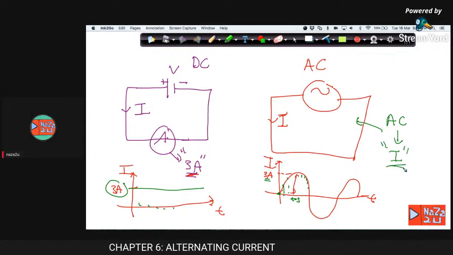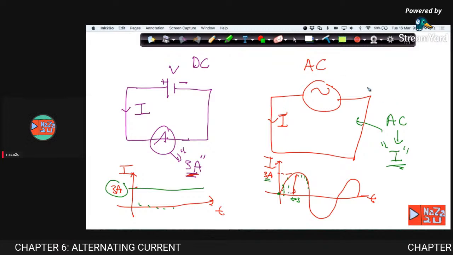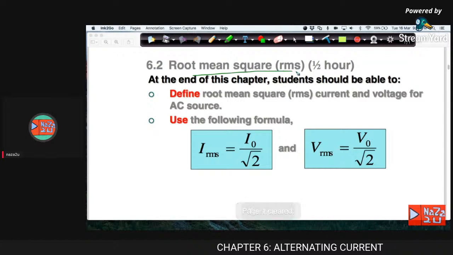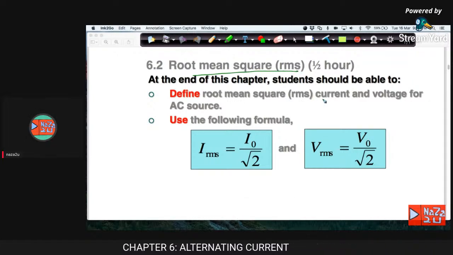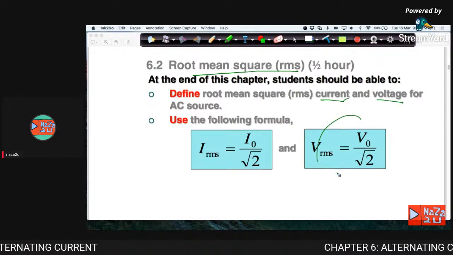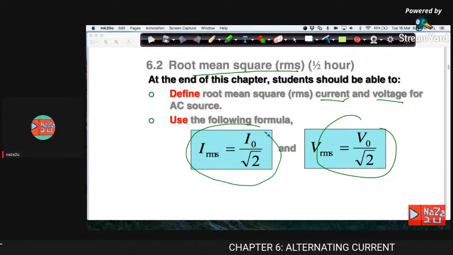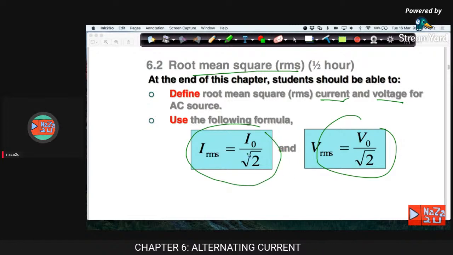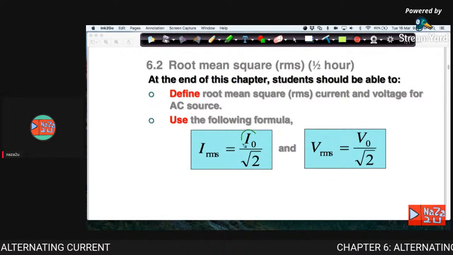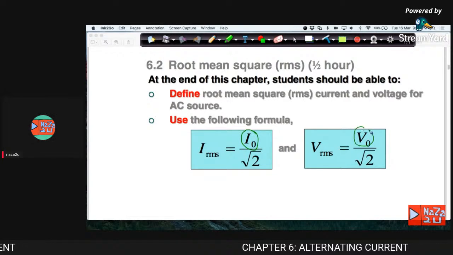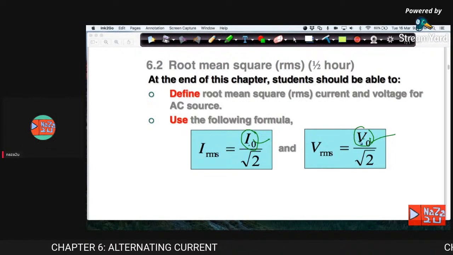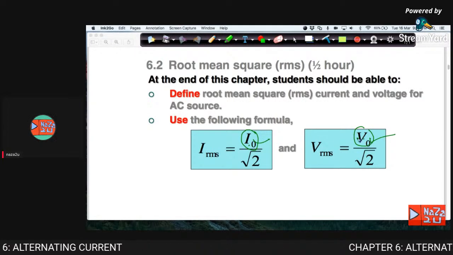So kita perlu ada satu nilai yang special kat sini, yang kita kenali sebagai root mean square, RMS. Okay, so di sini dia akan bincang mengenai RMS current dan RMS voltage. So ini sebenarnya persamaan yang perlu kita gunakan. Jadi kalau ikut persamaan sini, untuk mendapatkan I RMS ini, cuma kita perlu tahu I0 ataupun V0. Maksudnya apa ni? Ini adalah V peak ataupun I peak, ataupun maximum current ataupun maximum voltage.